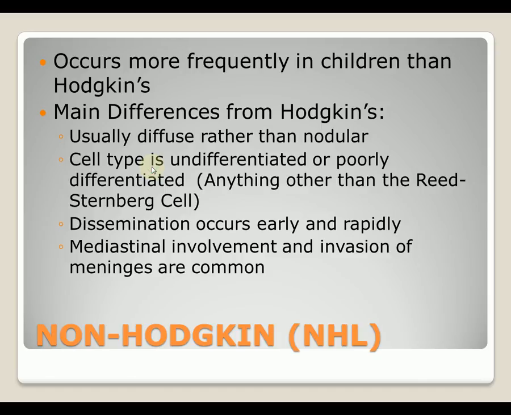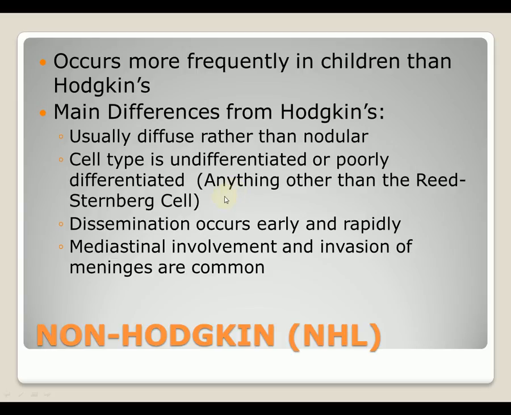Okay, now let's talk about non-Hodgkin's lymphoma. It's extranodal, also involves the GI tract, skin, bone marrow, sinuses, thyroid, and the central nervous system. It occurs more frequently in children than Hodgkin's does. The main difference from Hodgkin's is that it's usually diffuse rather than nodular. The cell type is undifferentiated or poorly differentiated.